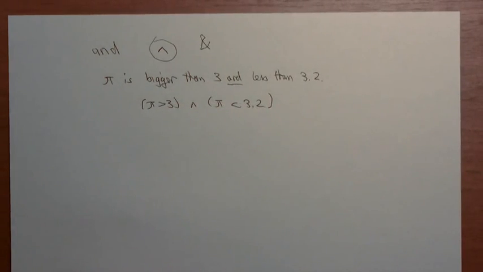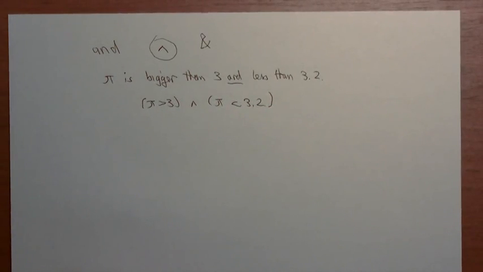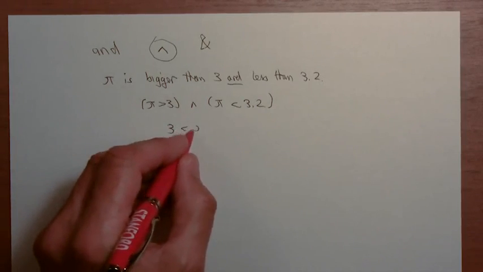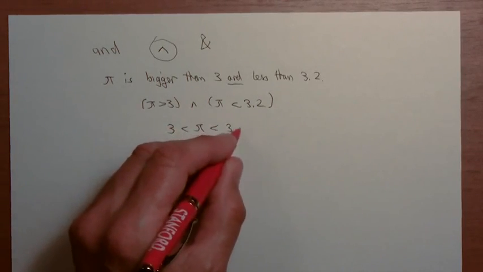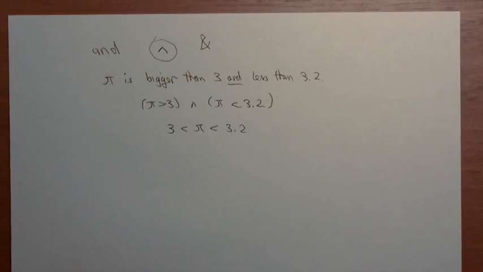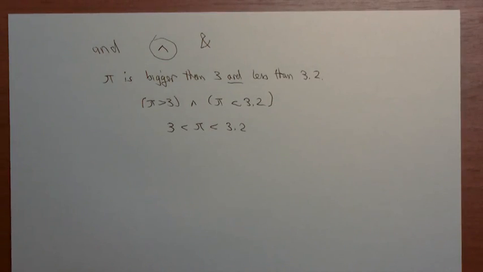In fact, for this example, where we're just talking about the position of numbers on the real line, there's an even simpler notation. We would typically write 3 less than pi less than 3.2. But as an example illustrating the use of the word and, this one is fine.